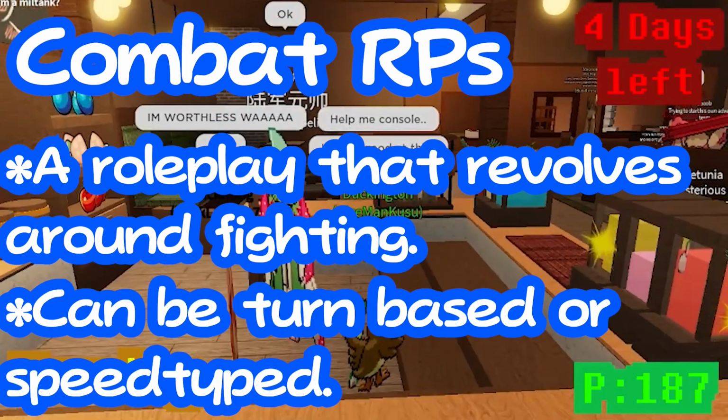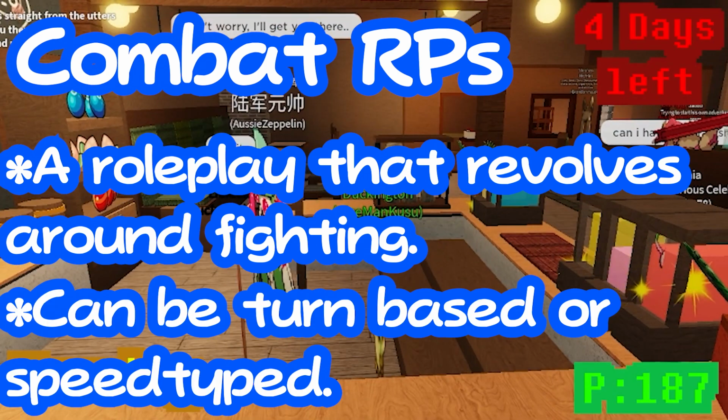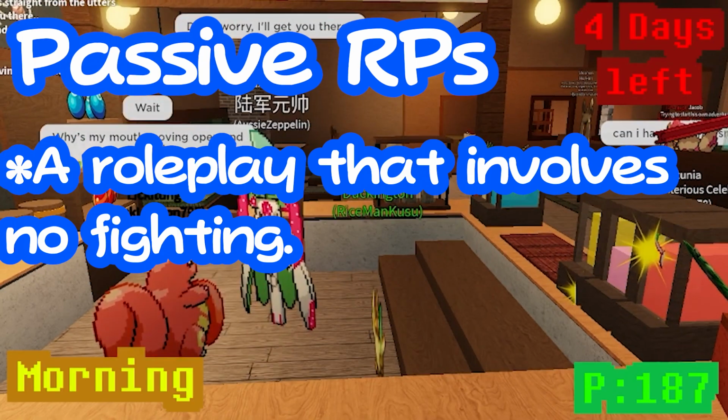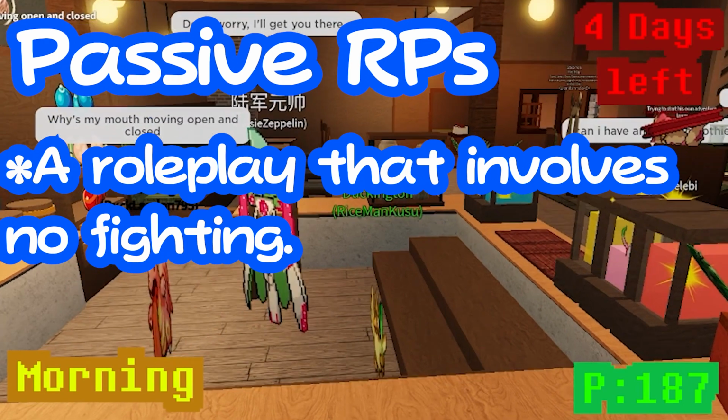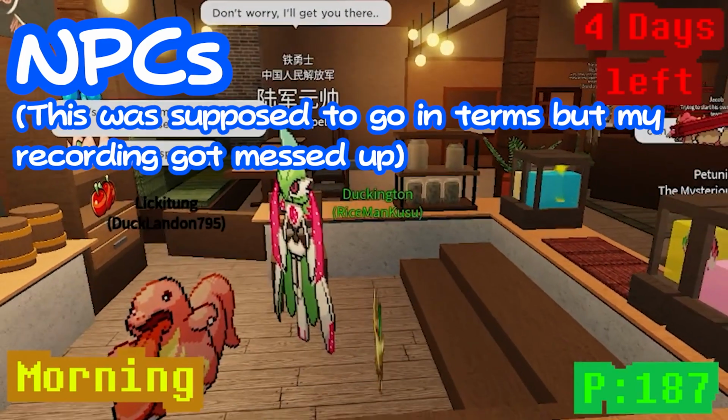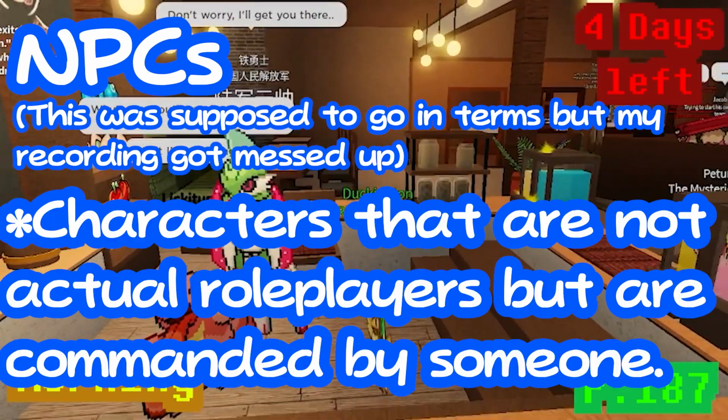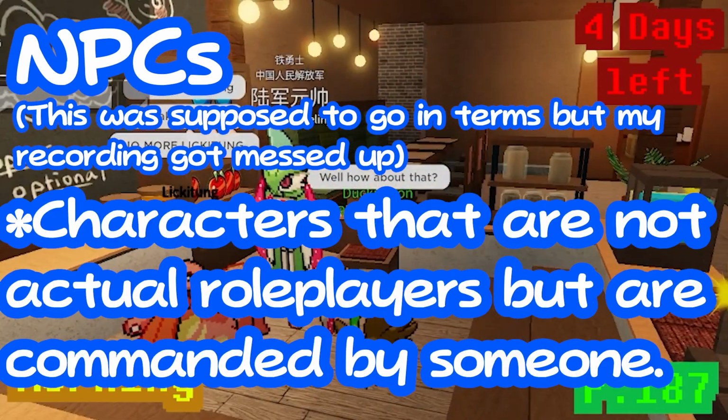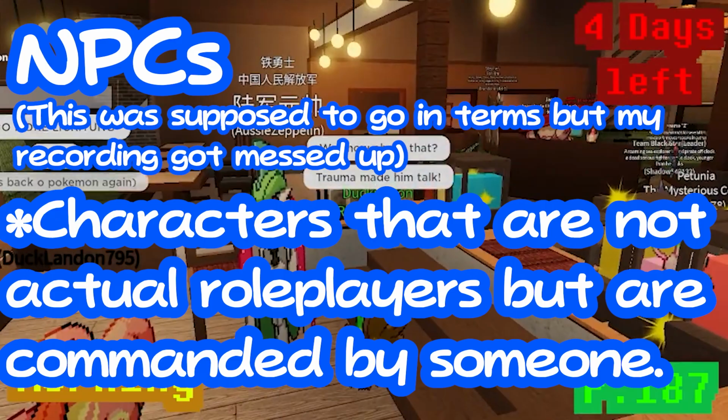These types of RPs are either turn-based or whoever can just type the fastest. PRPs, or passive roleplays, are RPs that don't consist of any fighting. NPC, or non-playable characters, are characters within a roleplay that don't exist physically, but are instead imaginary characters that are involved in the roleplay in some way.